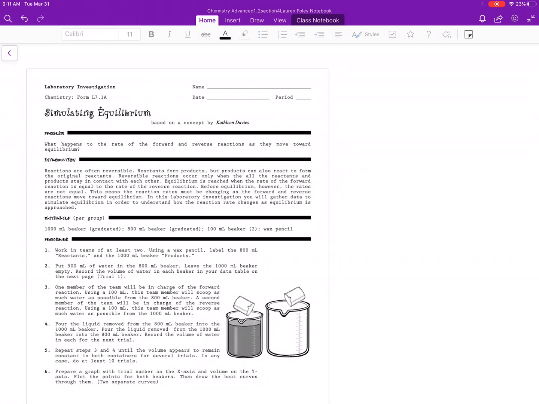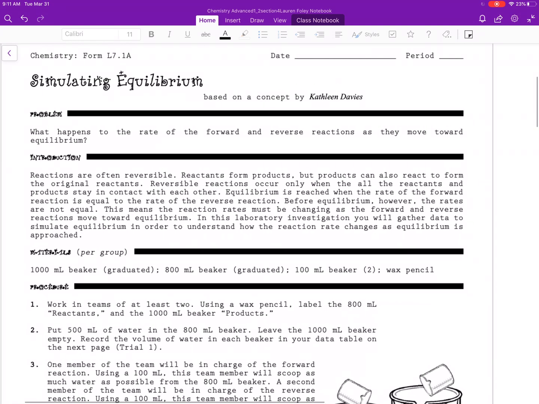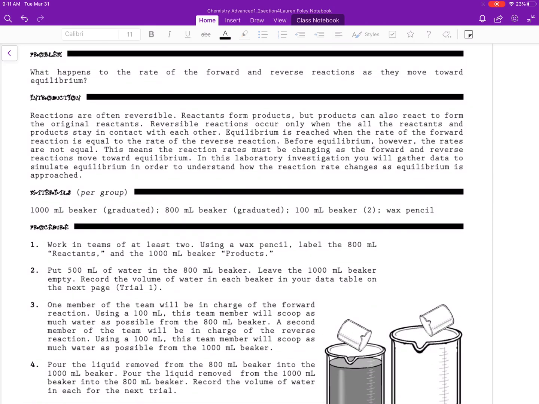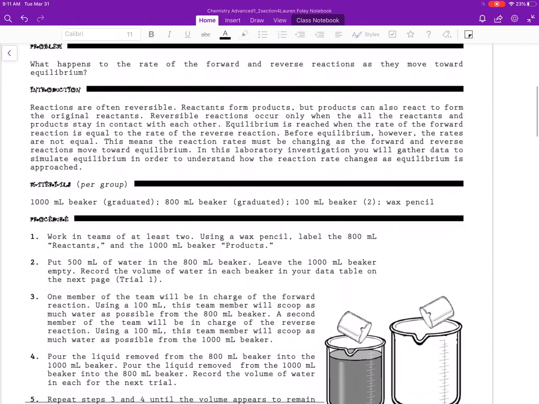This is an activity that we would have done in class. It's pretty simple. You could pretty much replicate it at home. The idea behind this is to show you how a system can start out not at equilibrium and establish equilibrium.